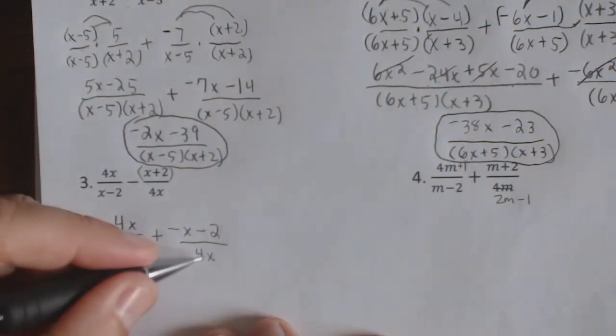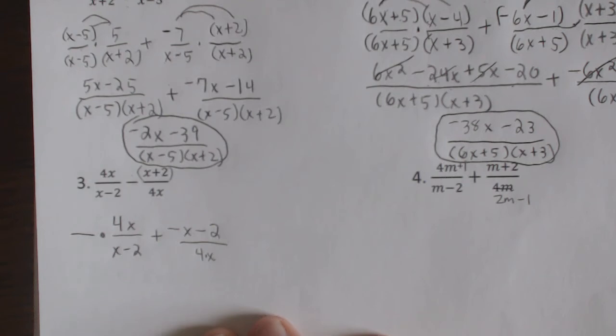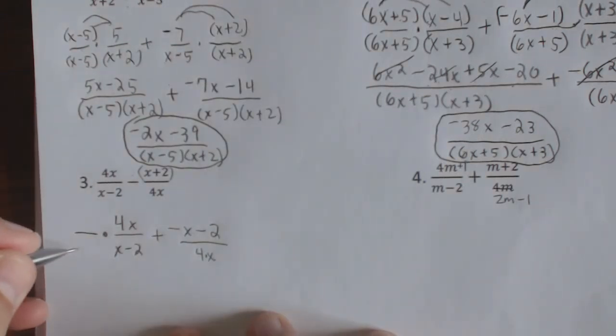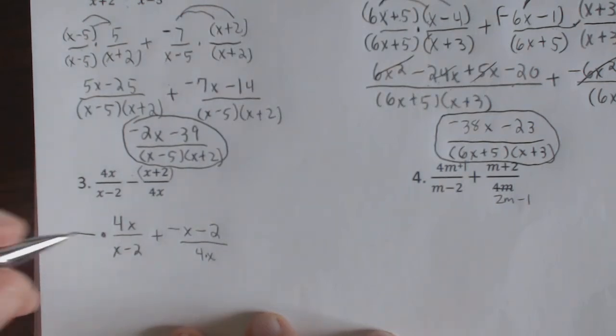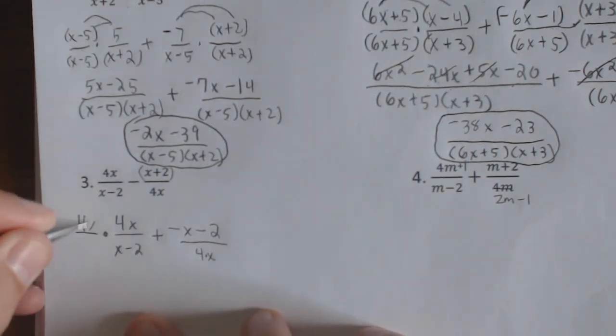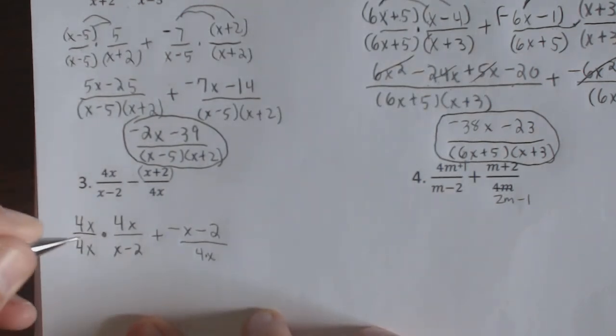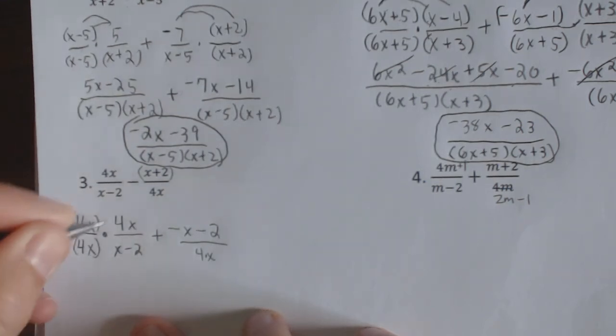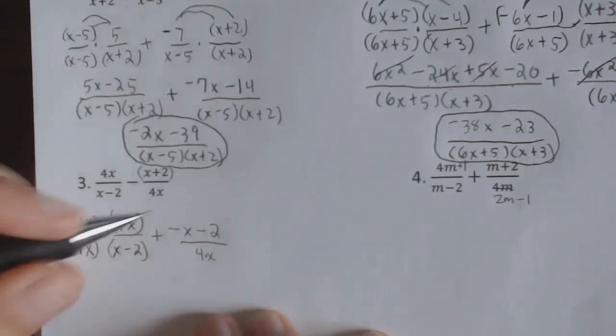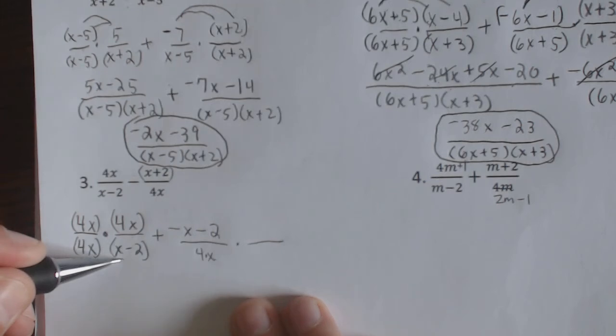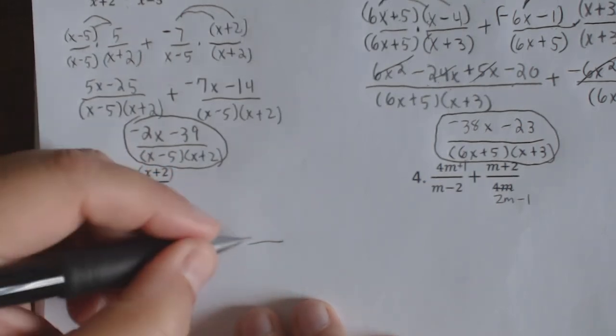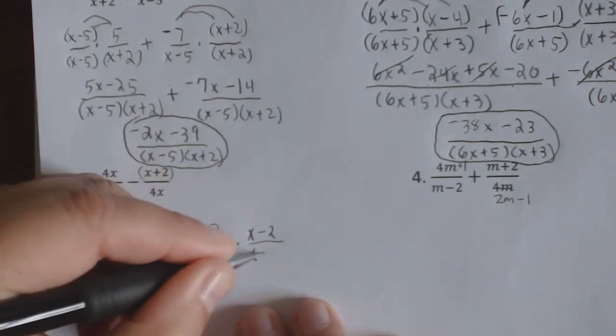Okay, so this time this is two factors. 4x is not really stuck together. That's 4 times x. So there's a factor of 4 that this one would need, and there's an x that this one would need. So I am going to multiply by 4x over 4x. This one has an x minus 2 in it that this one needs, so I'm going to multiply by x minus 2 over x minus 2.